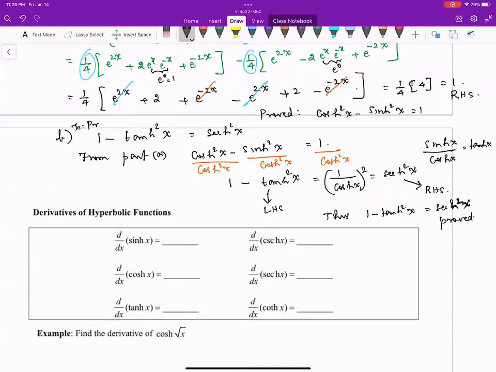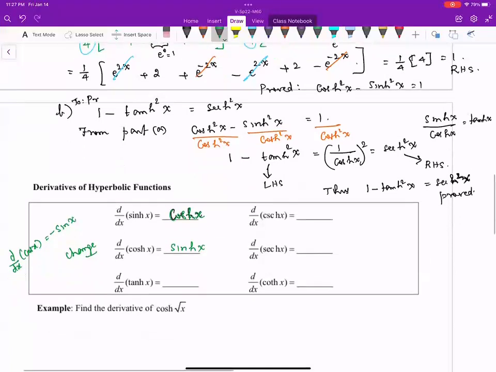Then derivatives of hyperbolic functions. So derivative of sine hyperbolic is cosine hyperbolic, which is exactly similar to the derivative of sine trigonometric function. Derivative of cosine hyperbolic is sine hyperbolic. Note the change here, because derivative of cosine x, the trig function, is actually negative sine x. Derivative of tan hyperbolic is secant hyperbolic square x, which doesn't change.